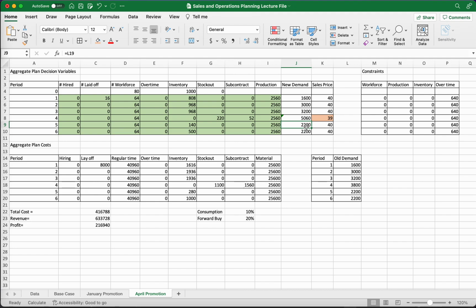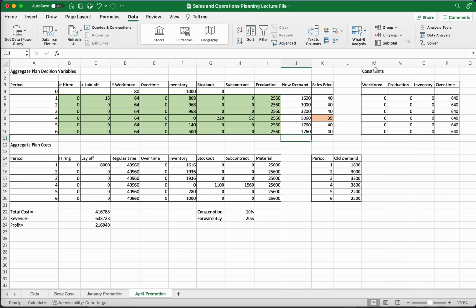And the demand for May will now be 20% less, the 80% of what it was before. And the same goes for June. It will be 80% of what it was before. So that's the only change that we had to make: the sales price changes and the new demand values change. With that, I'm just going to go back to Solver and click on Solve.